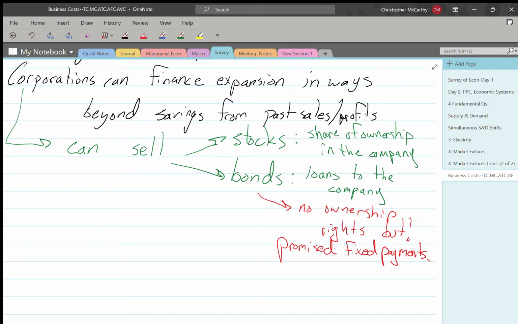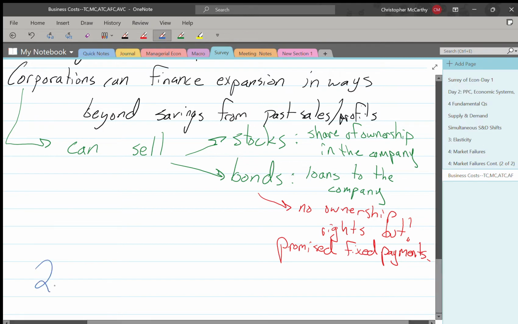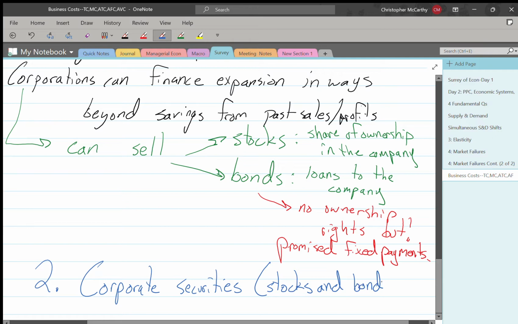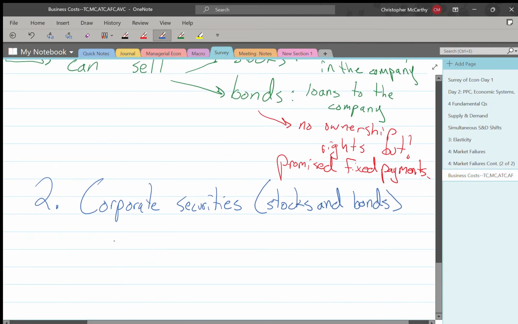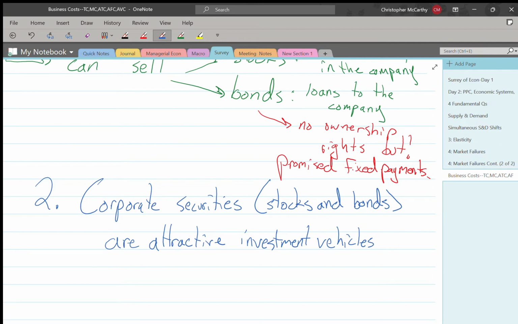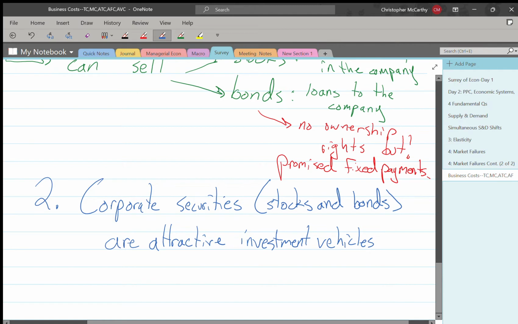So the reason why these corporate securities are attractive in the first place, so securities is kind of the umbrella term for both stocks and bonds. So corporate securities are attractive investment vehicles. I know I'm using kind of a lot of jargon here, but just attractive investment options, right? So you would choose to do this instead of maybe loaning your friend some money or investing in somebody's startup, right?